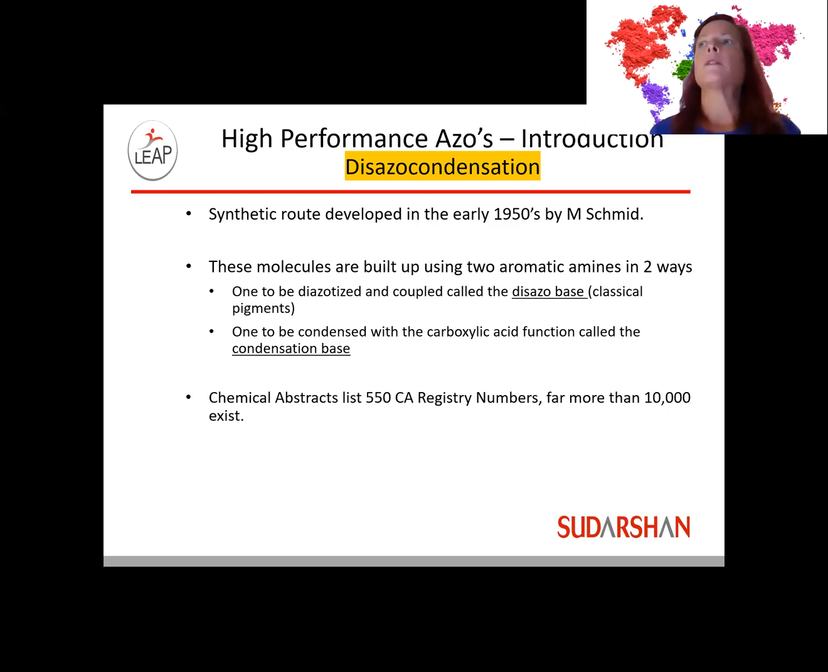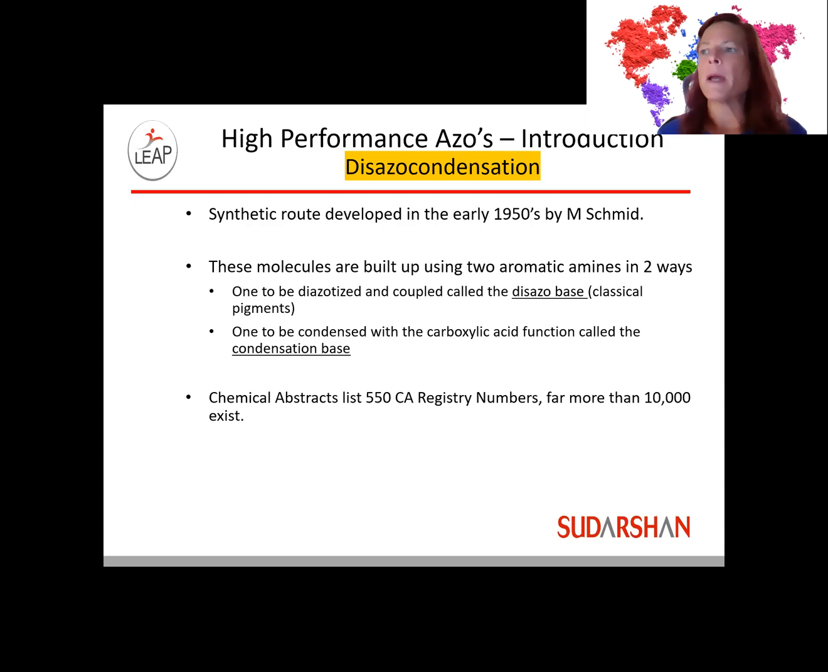This class of pigments was developed in the early 1950s, and they are built up using 2 aromatic amines in different ways. The first way is a carryover again from the classical azo pigments by creating that disazo base. And then the second one is these are condensed onto what we're calling a condensation base, and you'll see that in the structure discussion in a few moments.